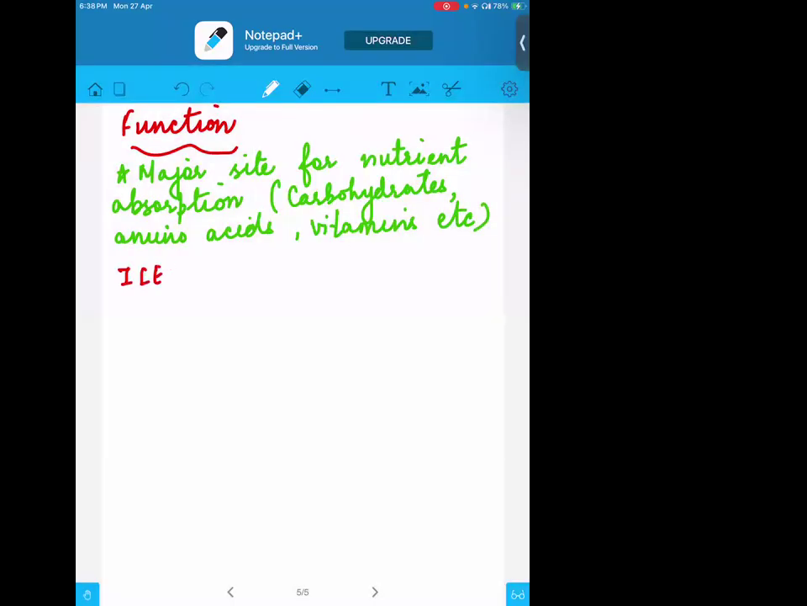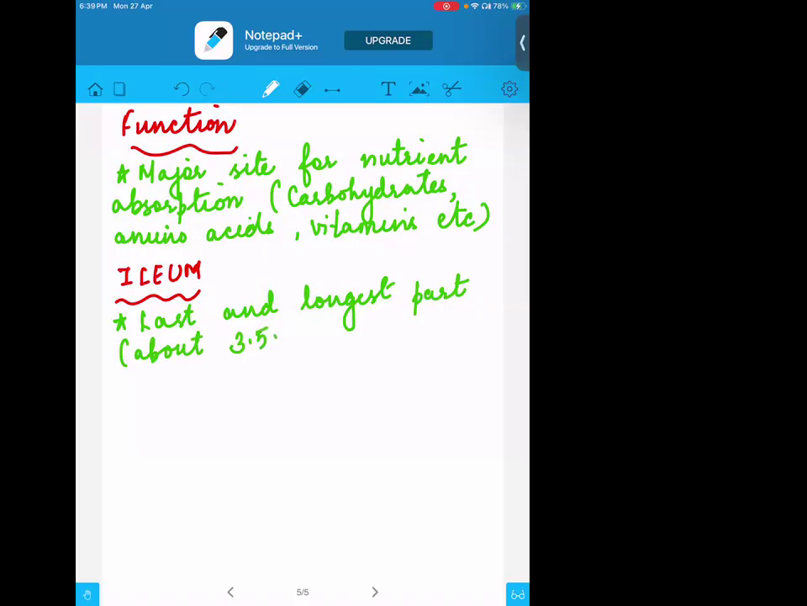And the last part of the small intestine is called the ileum. It is the last as well as the longest part, which is about 3.5 meters. What does it do? It actually helps in connecting the small intestine to the large intestine.